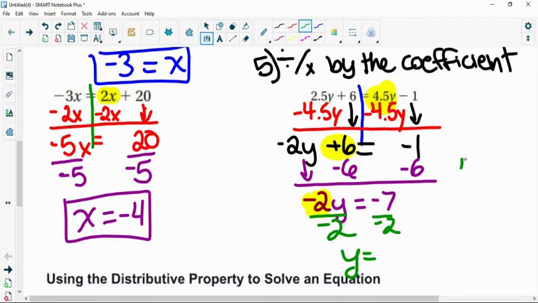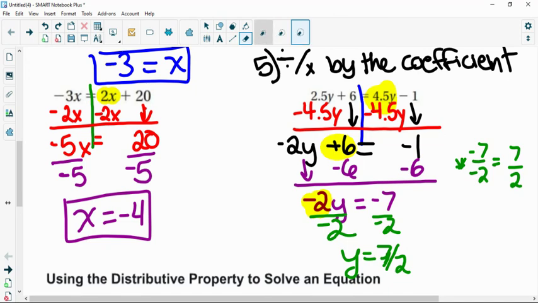Be very careful, because a -7 divided by a -2 becomes +7/2. 7 cannot be divided evenly by 2. So we could leave it as a fraction, but it's also good to recognize what this would look like in other forms.